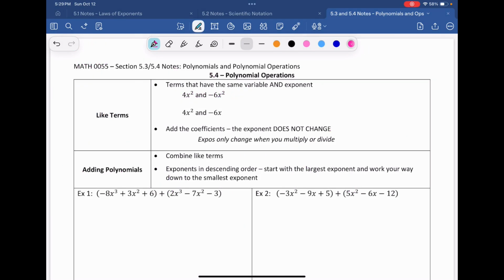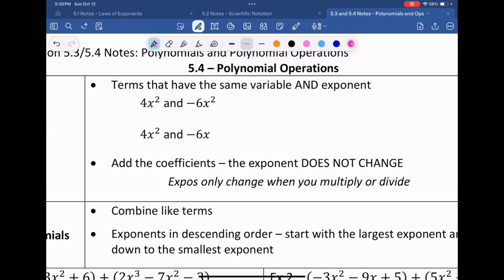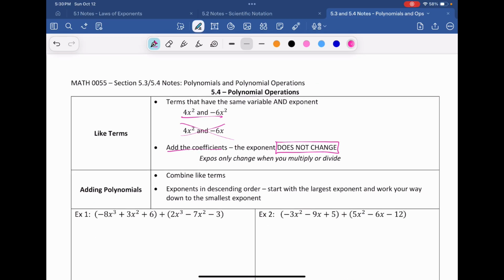All right. Adding and subtracting polynomials, guys, we have done this part, at least the addition. This is combining like terms. That's it. We did this in Unit 0, Unit 1, one of those two. Okay, in order for terms to be like, they have to have the same variable and the same exponent. These are considered like, but not those. You add the coefficients. The exponent does not change. Only time an exponent changes is when you multiply or divide. All right, so combine like terms and the exponents need to be in descending order.